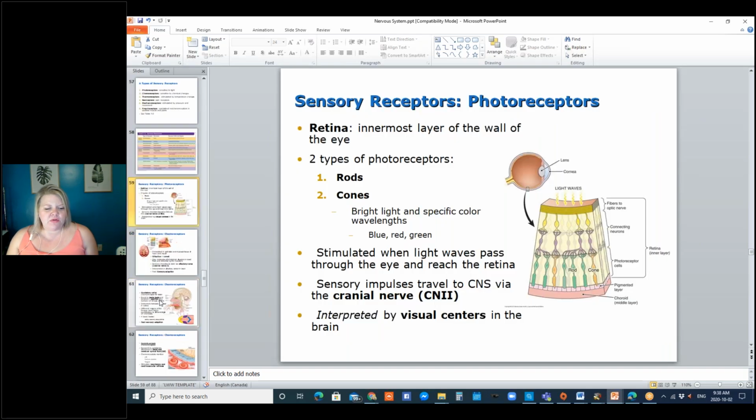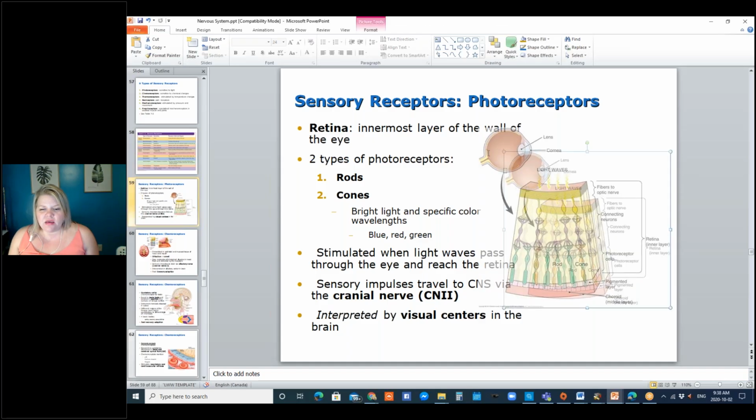Okay, the first one we're going to talk about are photoreceptors, and as I mentioned before when we were talking about cranial nerve number 2, the oculomotor nerve, no, the optic nerve, what am I talking about? It's a sensory receptor, no motor function. The optic nerve is connected to the retina in the back of the eye. So you can also see it here where the yellow is the nervous tissue.